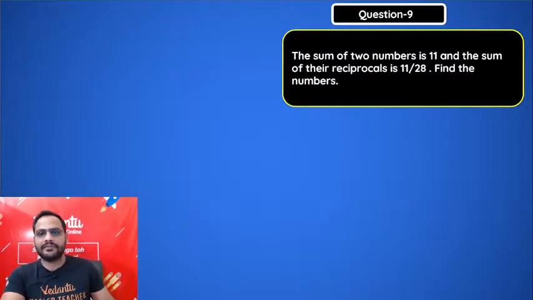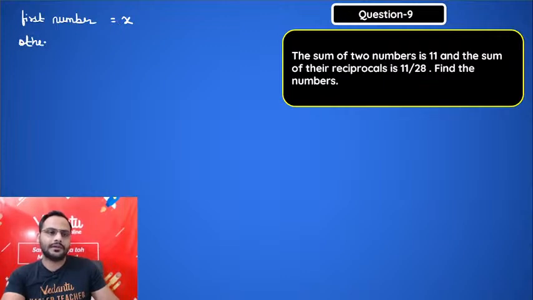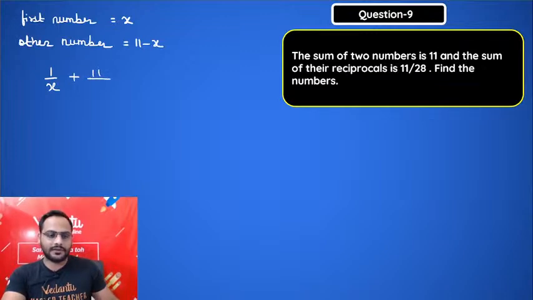The sum of two numbers is 11, the sum of their reciprocals is 11 by 28. Find the numbers. Sum of two numbers is 11. So if I say one of the numbers is suppose x, the other number, look, many students make the mistake over here, they'll make it x minus 11, but remember the other number will be 11 minus x. Then sum of their reciprocals: 1 upon x and 1 upon 11 minus x, the sum is 11 upon 28. So here let us solve this.